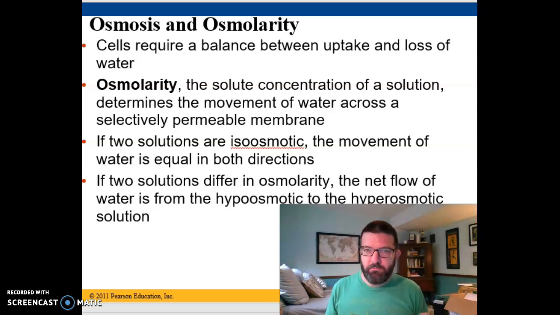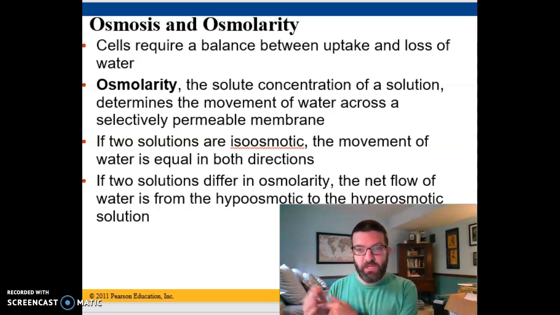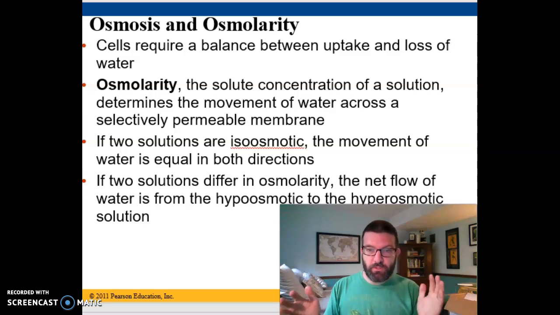But what is osmolarity? Well, it's the solute concentration of a solution, and that determines the movement of water. If you have more solutes on one side of a membrane than the other, then that is hypertonic, right? And water is going to move in that direction. If you have the same amount of solutes on both sides, you are isoosmotic or isotonic, has the same tonicity, and water is not going to move in either direction in net.